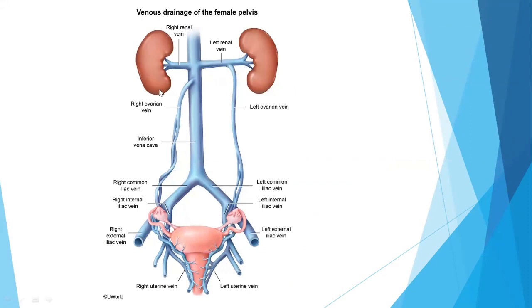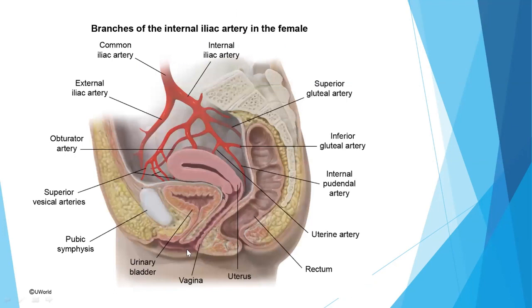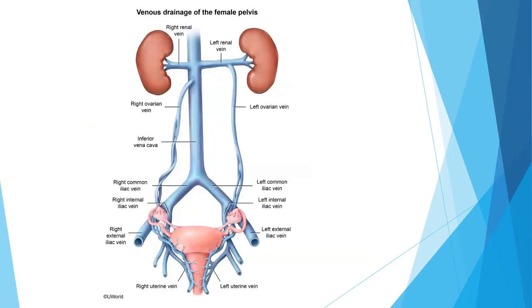Also, this is the venous drainage of the female pelvis. Here you can see the right internal iliac vein and the left internal iliac vein. Similarly, there is the right external iliac vein and the left external iliac vein. The internal iliac veins drain the uterus and the surrounding structures, and the internal iliac arteries supply the uterus and the surrounding structures. So the internal iliac artery and internal iliac vein are the major blood supply and venous drainage of the uterus and supporting structures respectively.